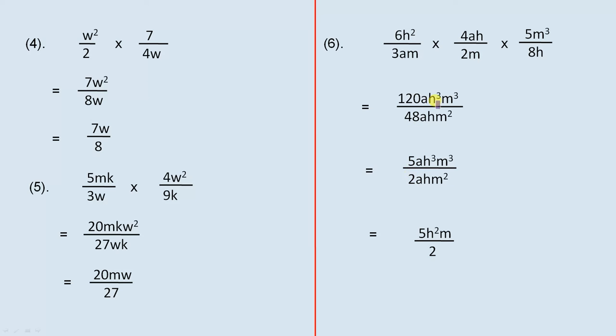Now, I've just put down the pronumerals or the letters exactly the same. If we cancel 1a from there and 1a from there, we cancel 1h from here and 1h from there, and we cancel m squared from there and m squared from there. We're left with 5h squared m over 2. So this is the simple fraction. So we've simplified that fraction to this one here.